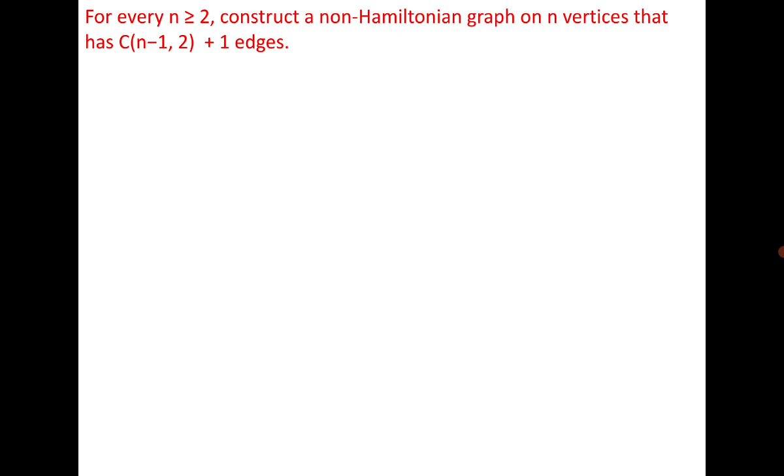Next, construct a non-Hamiltonian graph on n vertices with C(n-1, 2), which is (n-1)(n-2)/2, plus 1 edges. So in this particular case, the answer is already there in the question. If you read it carefully, you just need to identify the graph having (n-1)(n-2)/2 edges. So it is K(n-1).